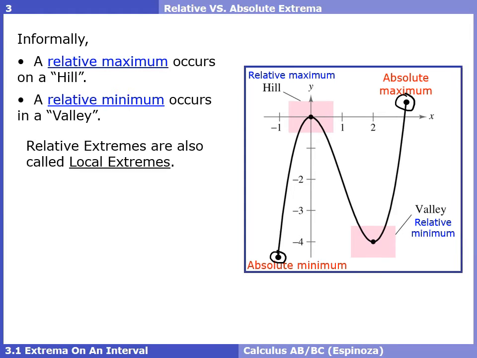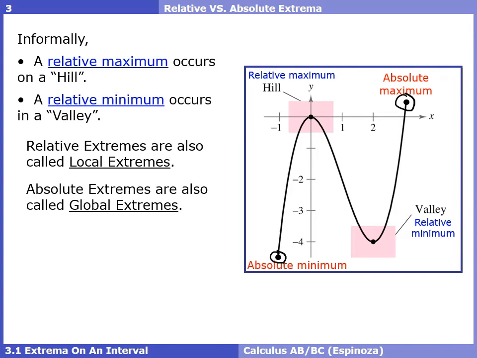Before we get to that though, on the AP test, they don't always use the word relative. Sometimes they'll call them local. So sometimes you might see the word local max or local min, but just realize that's the same thing as relative max or relative min. The same can be said for absolute maxes and absolute mins. Sometimes they're referred to as global maxes or global mins. So kind of an extra little piece of information you're going to have to realize, unfortunately, but just some vocabulary that you'll have to keep in mind.